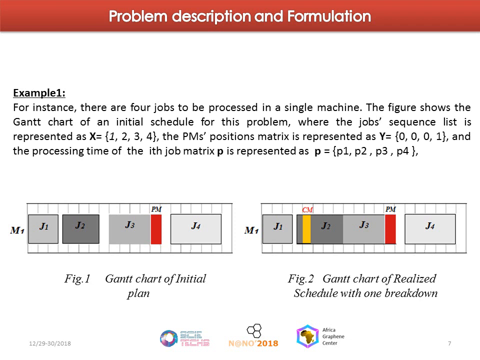For example, if one breakdown happened during job 3, as shown in figure 2, then 1 CM is performed. Job 3 and the PM end delayed because of the existence of idle time. The rescheduling policy is quite reasonable in practice since the initial schedule serves as the basis for planning external activities such as the material procurement.